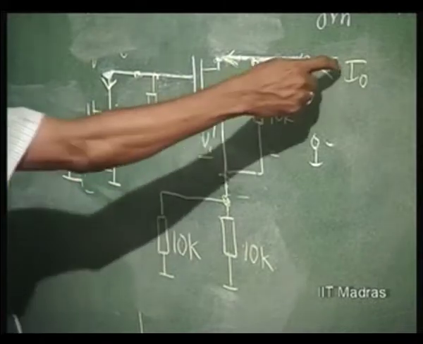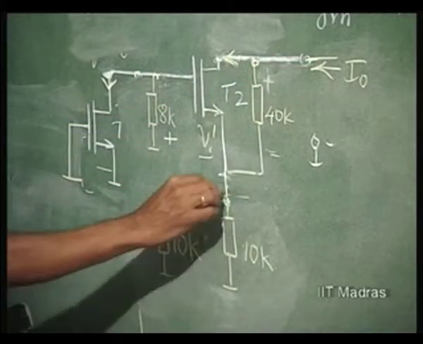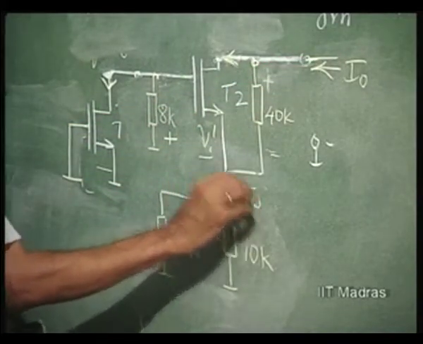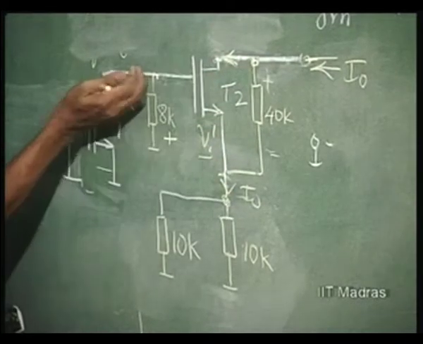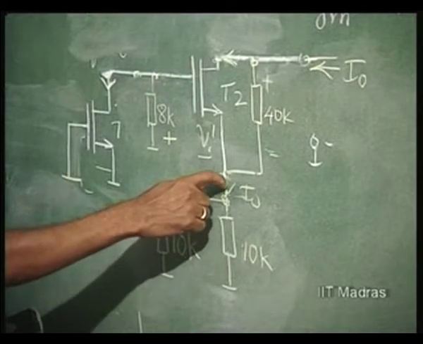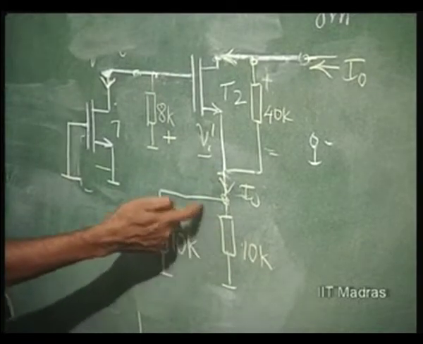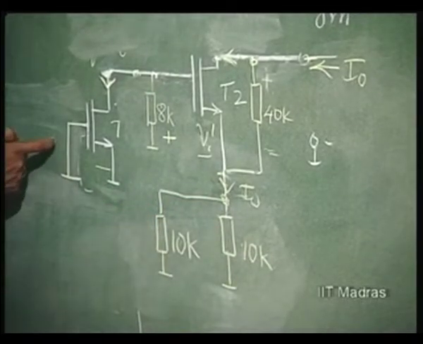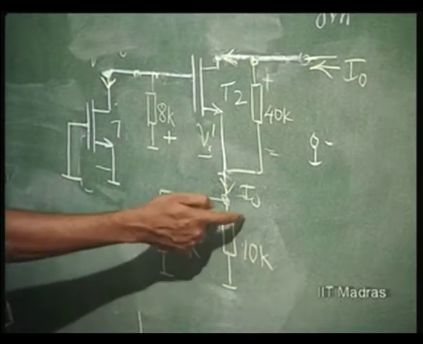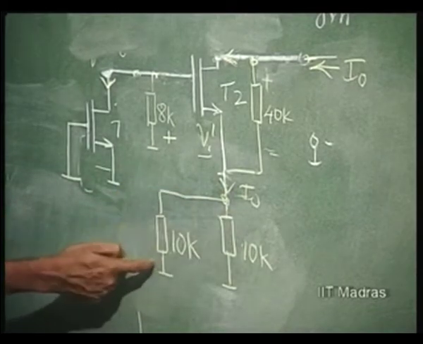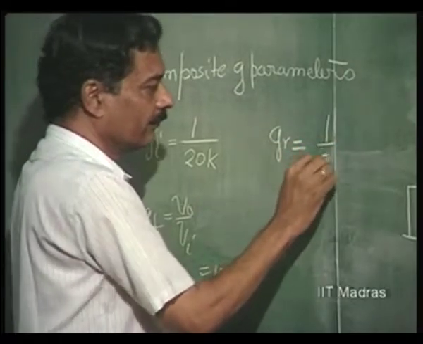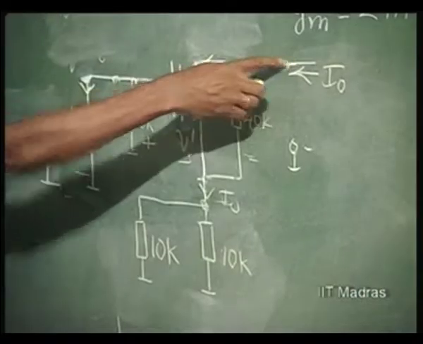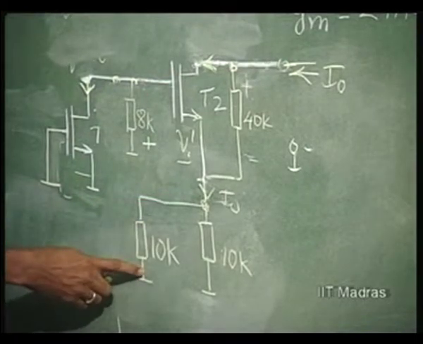So if I naught is this current here, whatever be the situation, I naught should be the current here, because this current is entering, this current should be leaving, this is open. So I naught. What is the current that is going to be fed back to the input? It is through this 10K. So half of I naught is going to be fed back. So Gr is equal to half. Out of the output current, half of it is fed back.